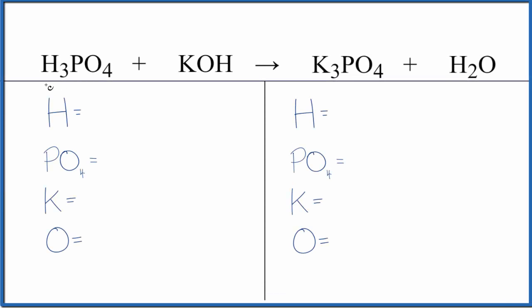Let's balance the equation for H3PO4 plus KOH. This is phosphoric acid. This is potassium hydroxide. We'll also look at the type of reaction and write the states. Let's start out with the type of reaction.